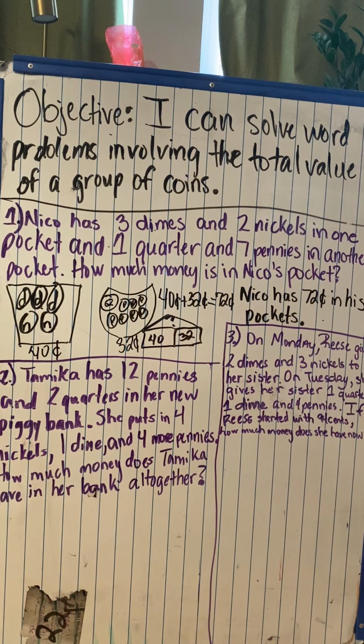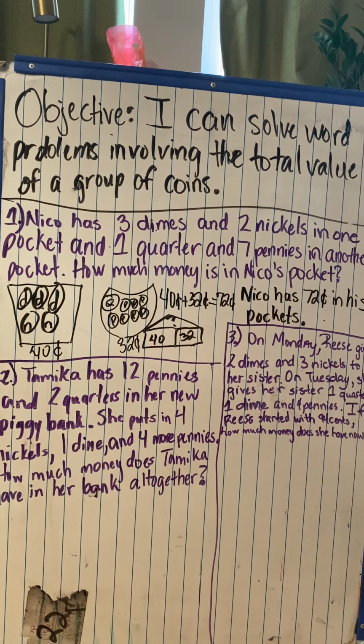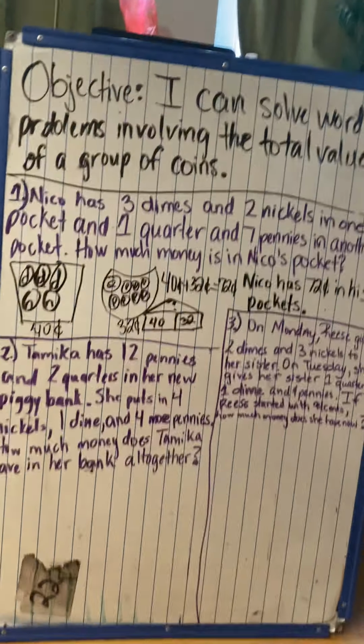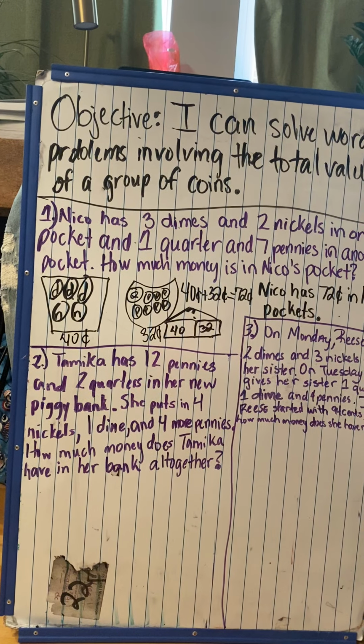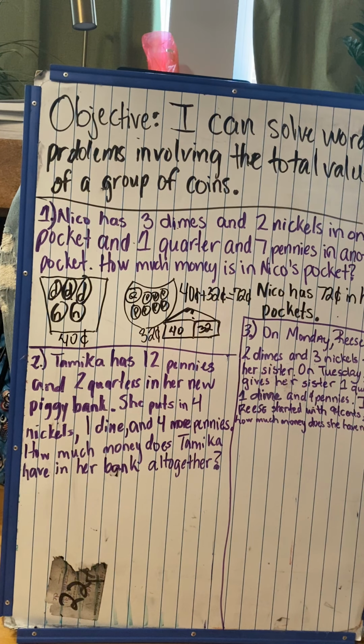Now we're going to try a more challenging problem. Look at problem number 2. Tamika has 12 pennies and 2 quarters in her new piggy bank. She puts in 4 nickels, 1 dime, and 4 more pennies. How much money does Tamika have in her bank altogether?